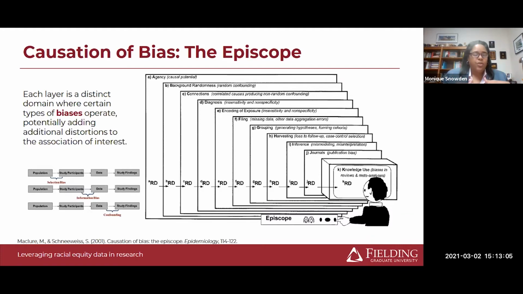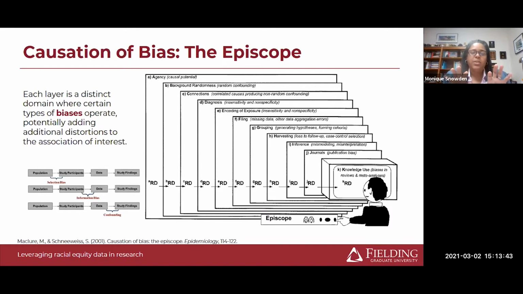We know that as researchers, we're typically dealing with notions of internal validity and statistical reliability as we move through design, analysis, reporting, and interpretation stages of our research. And we may engage in certain types of biases as it relates to moving from, let's say, population to study participants, where we'll potentially have selection bias, and then study participants to data, when we're dealing with information bias. And then from data to study findings, we're dealing with those confounded matters when things are coming together.